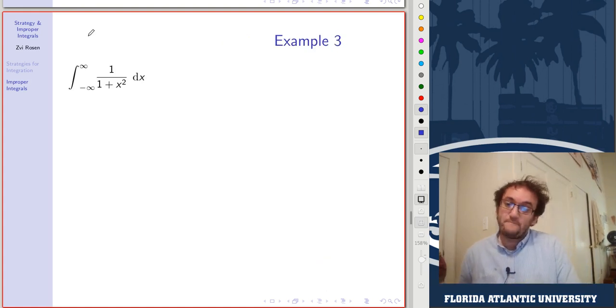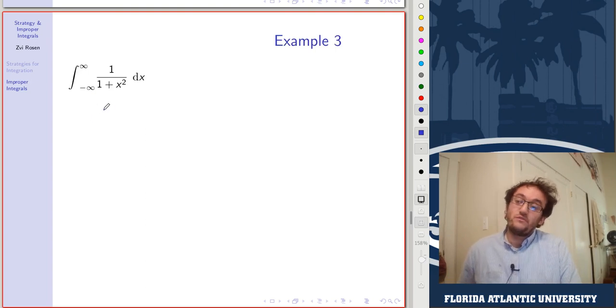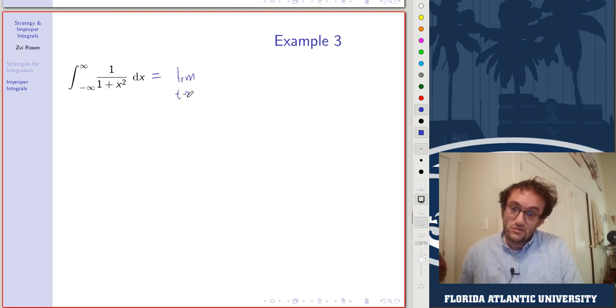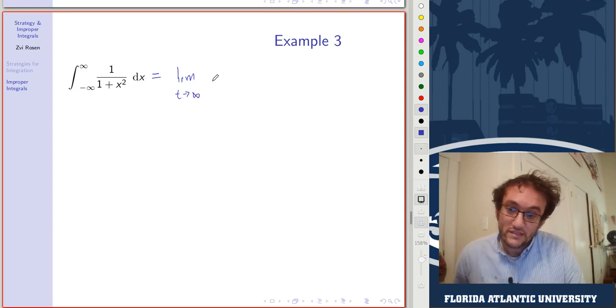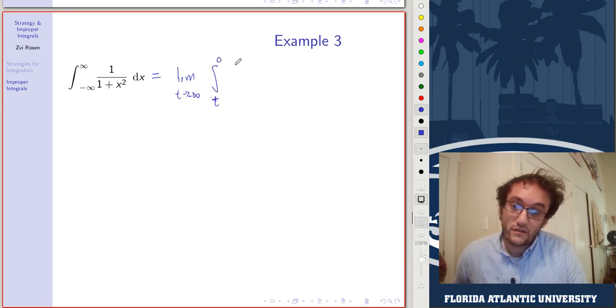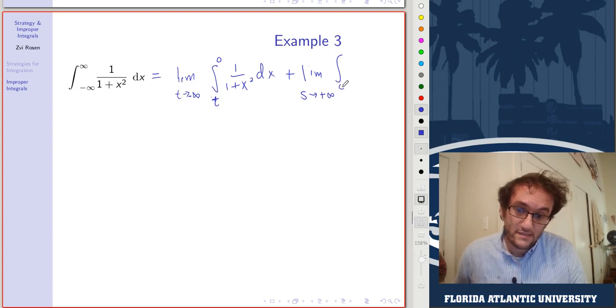Okay, so let's do an example like that. We're taking the integral from minus infinity to infinity of 1 over 1 plus x squared dx. As we said in the last slide, we need to separate this into two limits. So I'll split it up at 0. We'll have the limit as t goes to minus infinity of the integral from t to 0 of 1 over 1 plus x squared dx, plus the limit as s goes to positive infinity of the integral from 0 to s, 1 over 1 plus x squared dx.